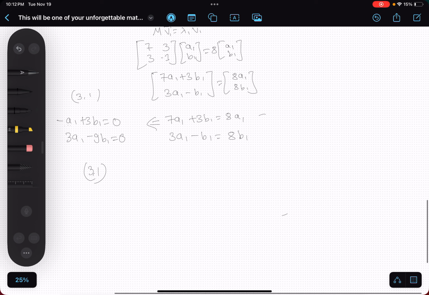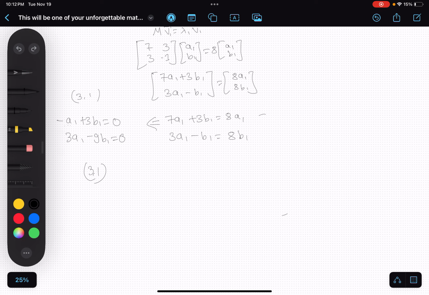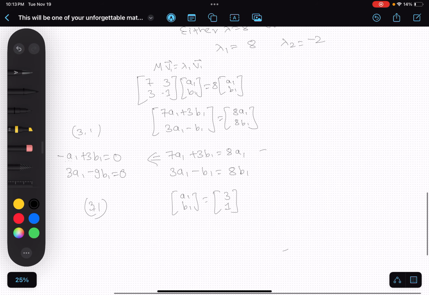So now we got the solution for a1 b1. We got the solution for a1 b1 in this case to be 3 1. And this is the simplest solution which we are taking. Other multiples will also work, but we just need the simplest one. So we got that for lambda 1 equal to 8, our required eigenvector a1 b1 is just 3 1.